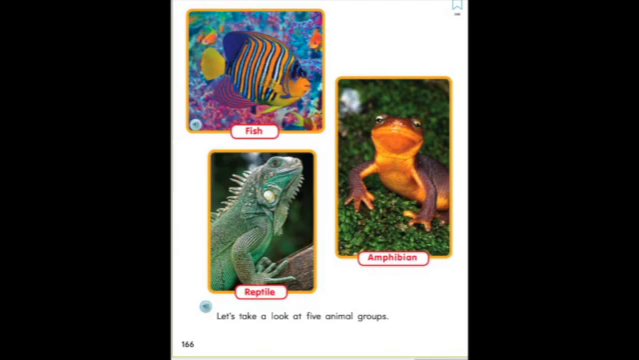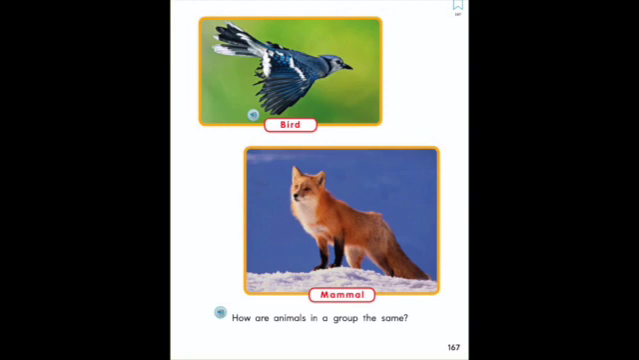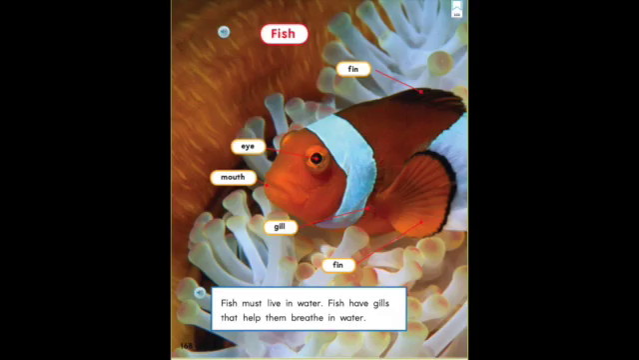Let's take a look at 5 animal groups. Also take a look at the labels on our page. Fish, reptile, amphibian. How are animals in a group the same? The labels on our page here say bird, mammal. Fish must live in water. Fish have gills that help them breathe in water. Let's look at our labels. Fish, fin on the top of the fish, eye, mouth, gill just behind the white stripes there, and fin.